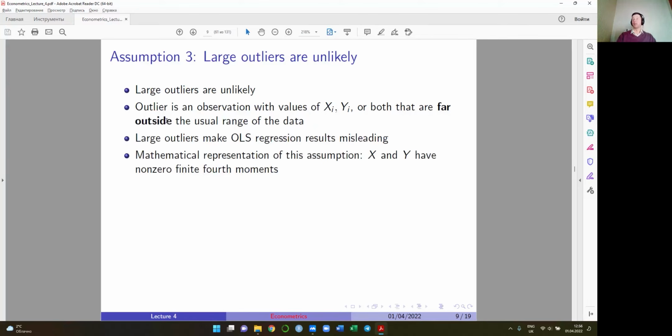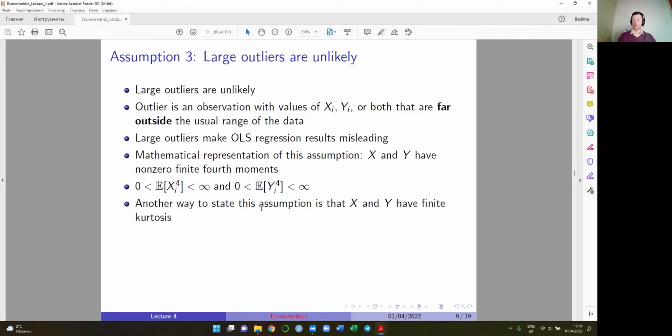And well, mathematically, if you want to formulate this assumption, it means that X and Y have non-zero finite fourth moments. You also can see something like this. So the fourth moment of X must be positive and less than infinity, and the fourth moment of Y the same. It must be positive and less than infinity.